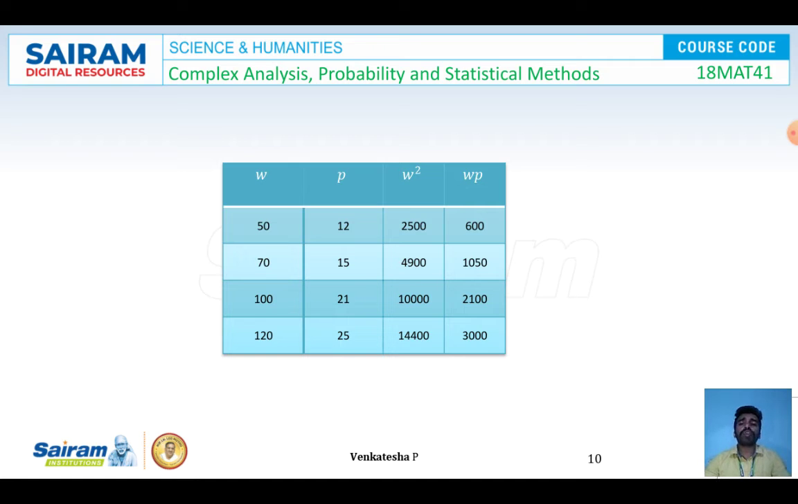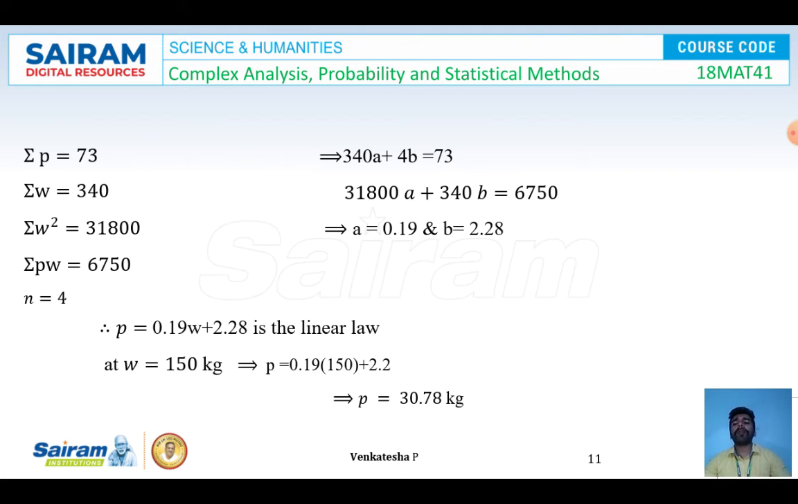So now we are supposed to estimate the value of summation W, summation P, summation W square and summation WP. Adding all the P values, we got summation P is equal to 73. Adding all W, we got summation W is equal to 340. Adding all W square, we got 31800. Adding all PW, we got summation PW is equal to 6750. And the value of N is equal to 4. Replacing these values in the normal equation, we got 340A plus 4B is equal to 73, and 31800A plus 340B is equal to 6750.